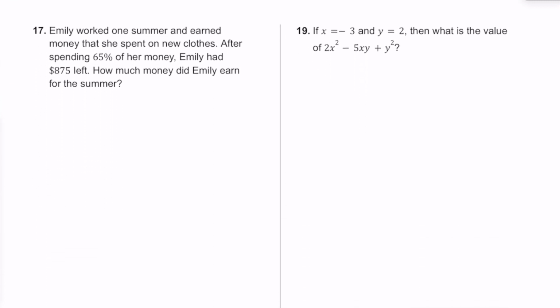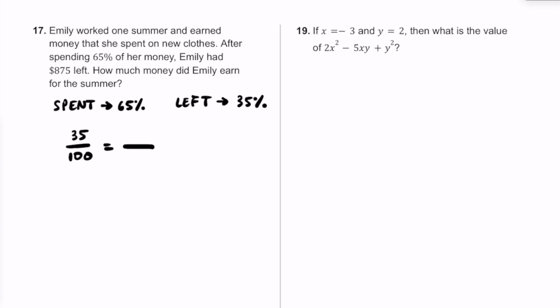All right, here is 17. In 17, Emily worked one summer and earned money that she spent on some new clothes. After spending 65% of her money, Emily had $875 left. How much money did Emily earn for the summer? All right, so we know that she spent 65% of her money. So we must know that 35% of her money is left. So let's go ahead and set up a proportion here. So if she had 35% of her money left, that is as a ratio 35 to 100. And we actually needed to do this because they tell us that she had $875 left. So we know that 875 is not everything that she had in the beginning. It's what she has left.